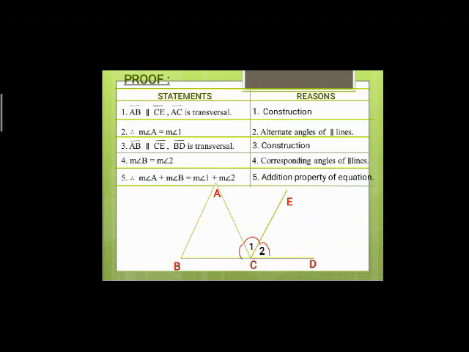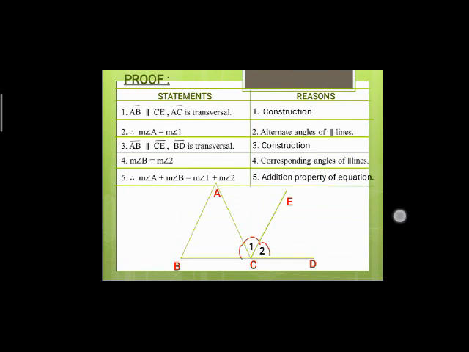So we say that by the alternate angles of parallel lines, angle A is equal to angle 1. Similarly, AB is parallel to CE, and for that, BD is also a transversal with the help of construction. For that, we say that by corresponding angles of parallel lines, angle B is equal to angle 2. Now we apply the addition property of equation. We just add statements 2 and 4.